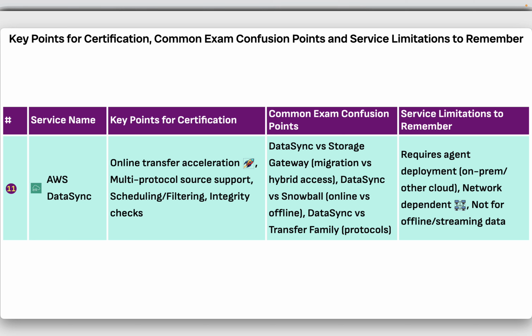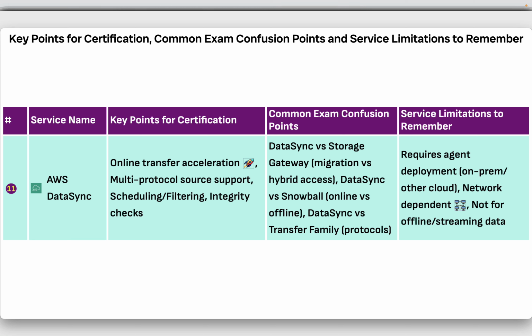And second could be DataSync versus Snowball. So DataSync is online, but Snowball devices are offline. So you save the data and then you send it over. So it becomes offline, Snowball, right? And DataSync is always online. And next, last could be DataSync versus Transfer Family. So this one has a different set of protocols.